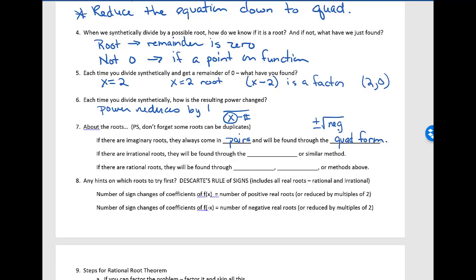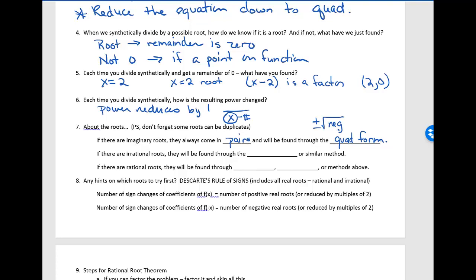So if you know you're looking for 5 roots and you know you have an imaginary root, if you have 1, you have 2. So if you need 5, 2 of them are imaginary, so now we're only looking for 3 of them. And we don't usually know until the end whether or not they're imaginary.